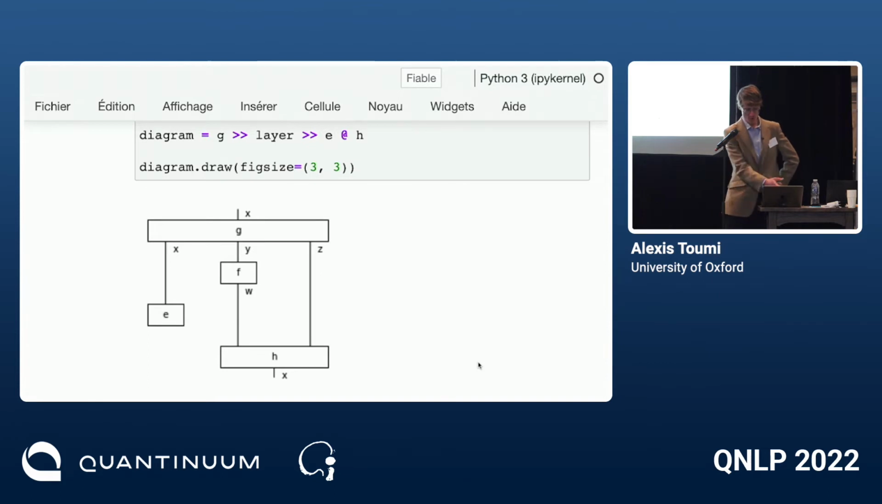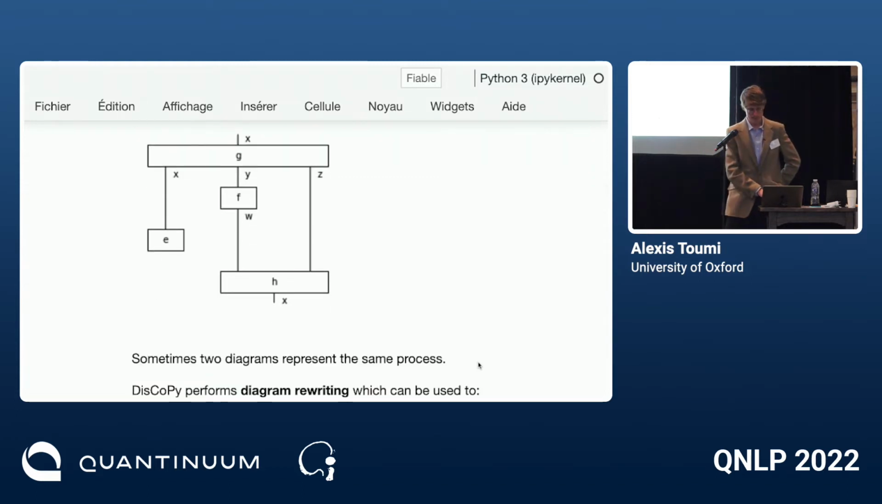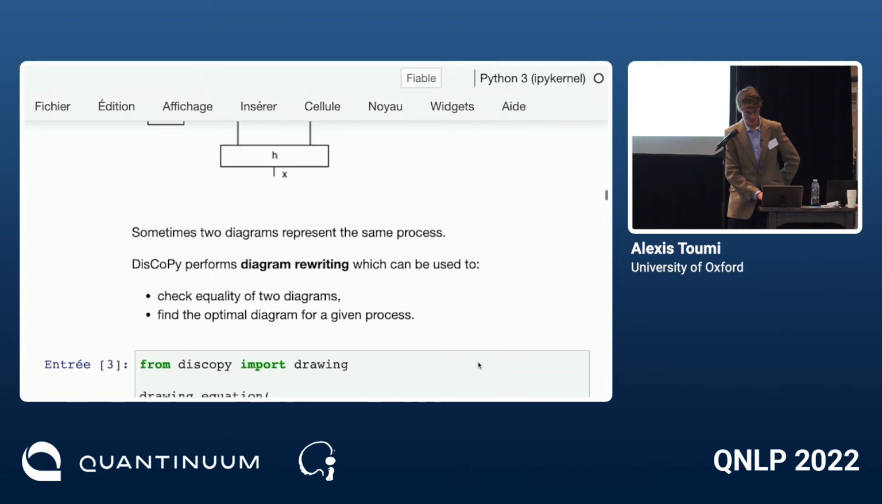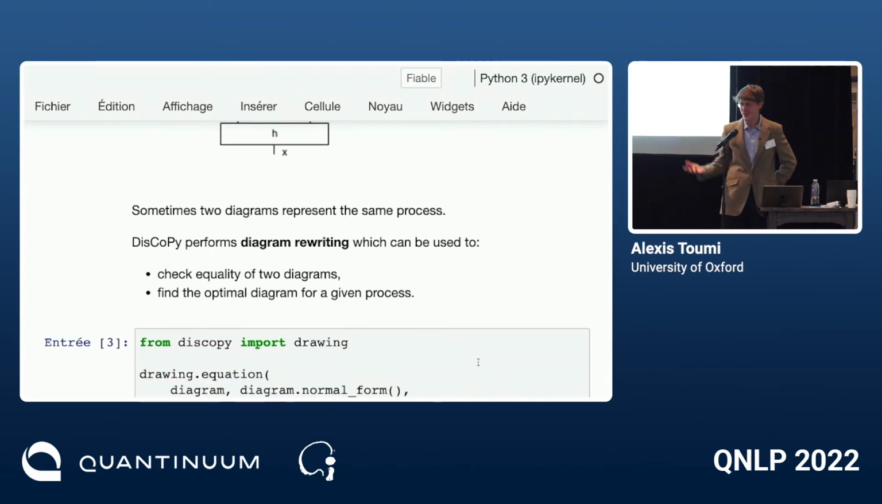So we have our box g first. It's got three wires out. Then you do f in the middle. Then you do e on the side, and h. Well, you get a diagram. And I guess the point is you can draw this diagram, but more importantly, you can store it as a piece of Python. So that's good. So sometimes two diagrams will represent the same process as Duško just mentioned.